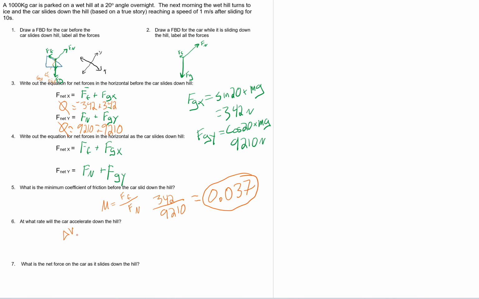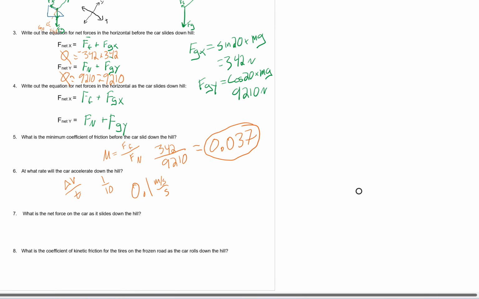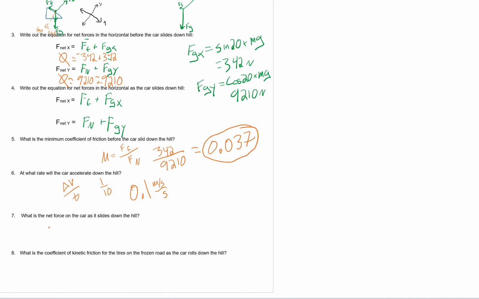It reaches a velocity of 1 meter per second in 10 seconds. So 1 over 10 is also known as a tenth. So the acceleration will be 0.1 meter per second per second. What is the net force as the car slides down the hill? So net force, the sum of those forces is always mass times acceleration. The mass is 1,000. The acceleration is 0.1. So our net force will be just 100 newtons.